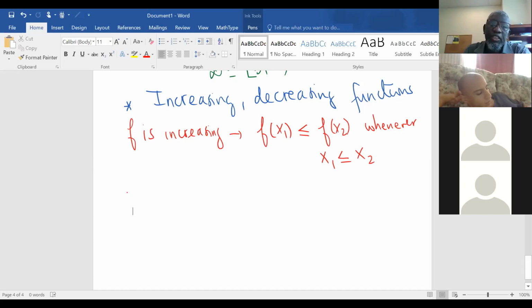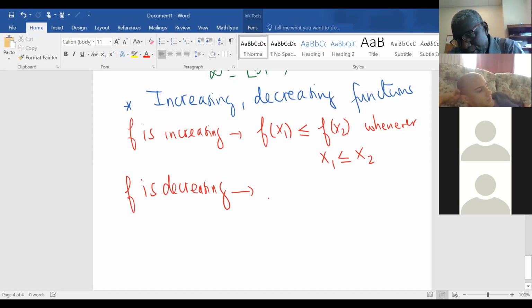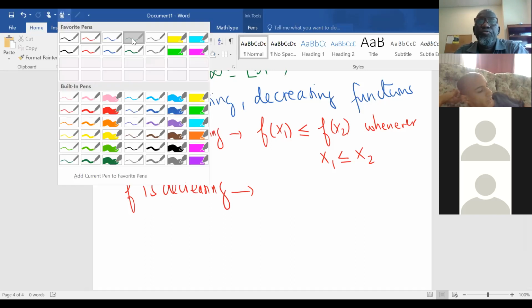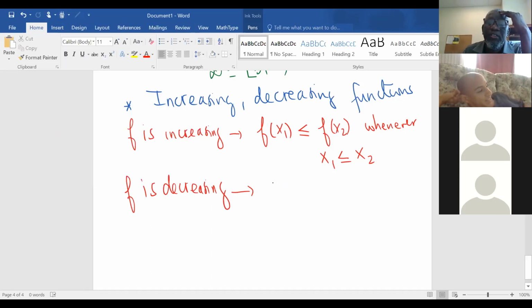Okay. F is decreasing now, is the other way around. When you increase the input, the output decreases. So can somebody tell me what I'm going to write, the same stuff I'm going to write here? Can somebody tell me? Is f of X1... Great. Yes, go ahead. F of X1 is greater than f of X2.